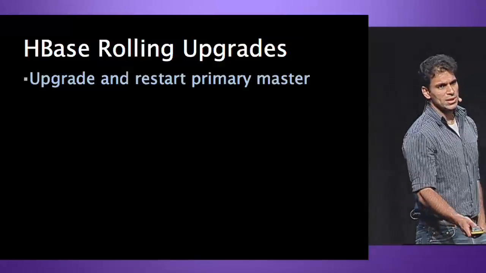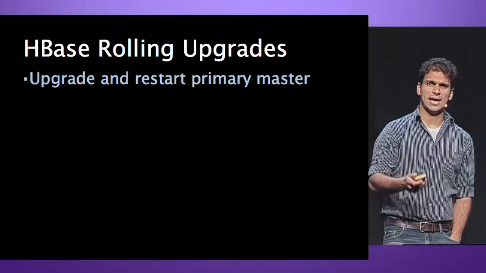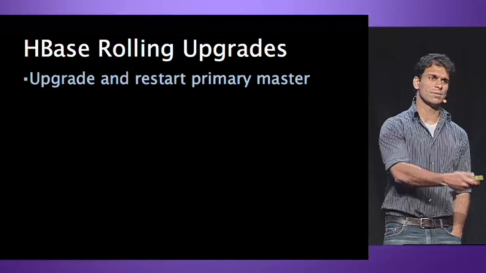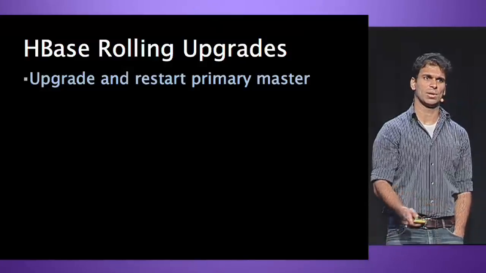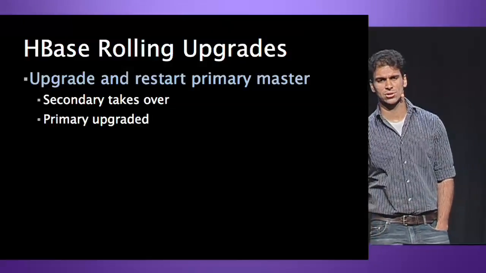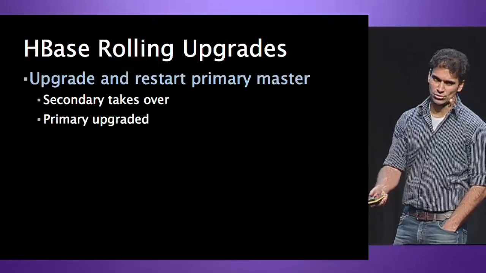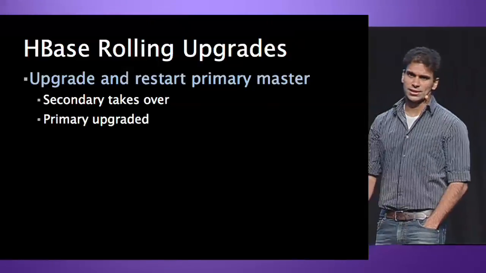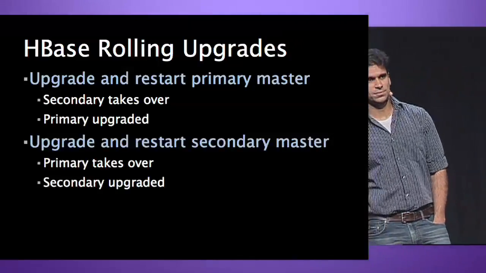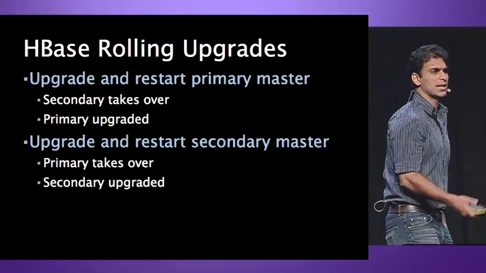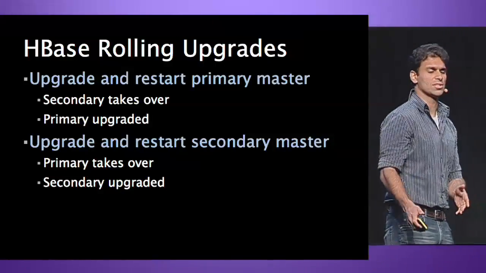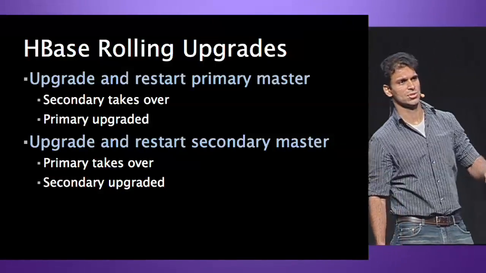So the way we did that was we upgrade and restart the primary master. So the primary master would go down for a split second while it restarts. So the secondary would take over and the primary would get upgraded. But the secondary is actually in control at this point. So then we upgrade the software on the secondary master. So the primary goes down, restarts, and the primary takes over, the secondary is upgraded. So at this point, both masters are upgraded.